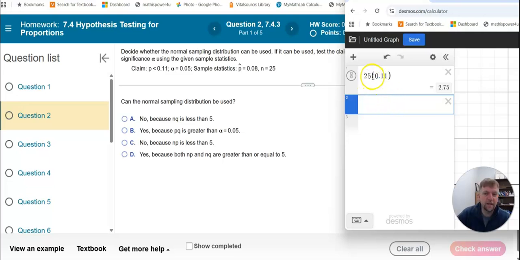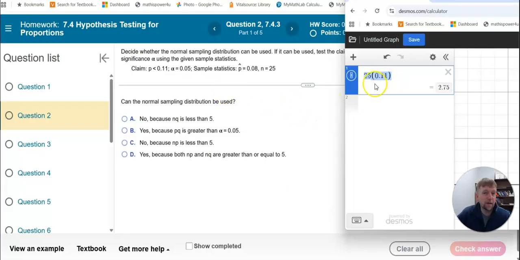Just notice that it's technically n times p and n times q. q is 1 minus p, so 1 minus 0.11 would be 0.89. But you really only need to compute the smaller of the two, because that's the one that would be below 5. It's n in both cases, and then p and q. If q is bigger than p, I don't need to worry about that one. If the smaller one is too small and the other one's fine, it's still too small. So go to the smaller of the two and test that one.